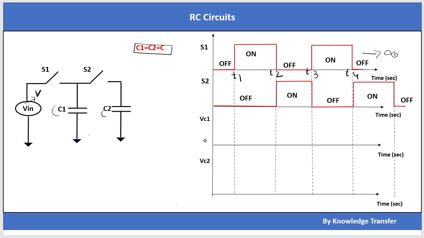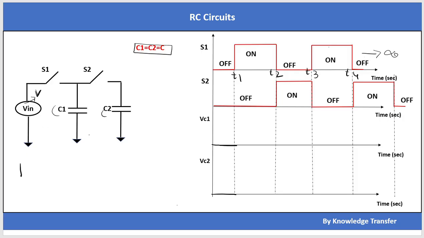Till t equal to t1, Vc1 and Vc2 are 0 because there is no voltage, and here I am taking capacitors C1 and C2 with initial voltages as 0. That means Vc1 of 0 equals 0, Vc2 of 0 equals 0 volt. At t equal to t1, what's happening is S1 is turning on and S2 is still turned off.